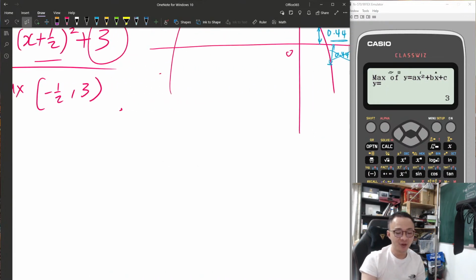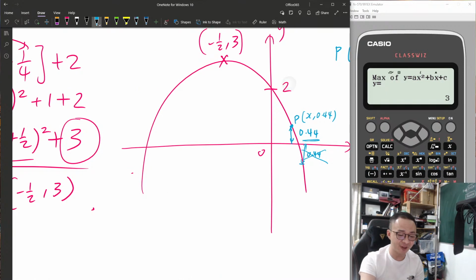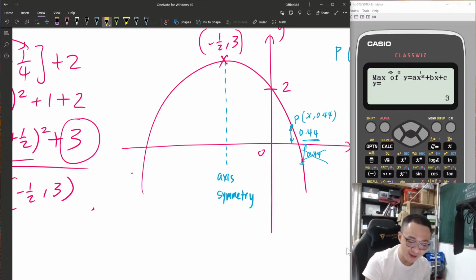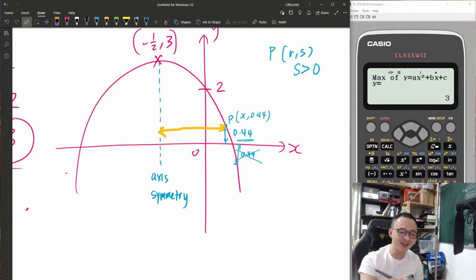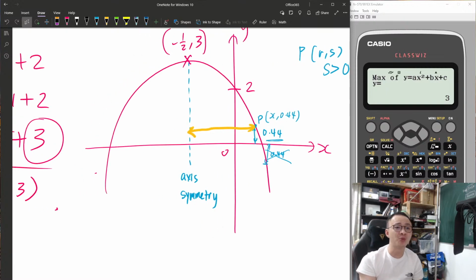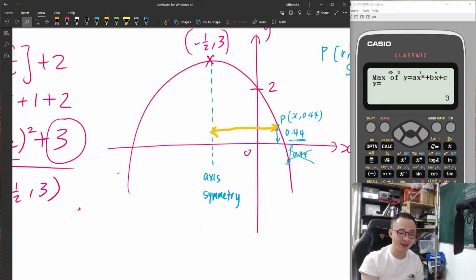Okay. So right now, what I want to do is, I have the axis of symmetry. This is the so-called axis of symmetry. They want to find the horizontal distance from P to the axis of symmetry. Okay, so in order to find this one, I must know my x value. So in order to know the x value, I can just sub the value 0.44 into my y. Then I will solve it.